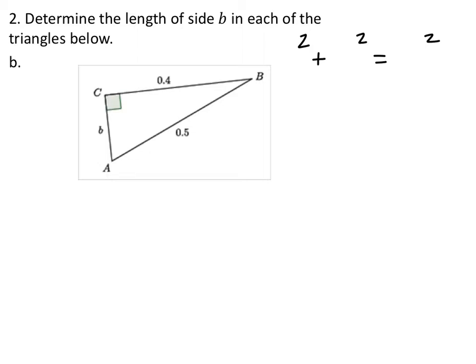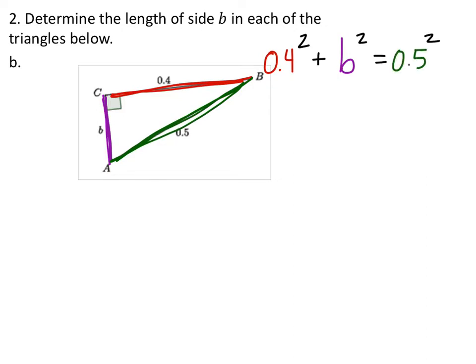So just to identify the different parts on this, I've got this leg, and I know it's a leg because it makes up that 90-degree angle. So one of the legs is 0.4. This would be our other leg, which is unknown right now, is B. And then this side, which is opposite to that right angle, is the hypotenuse at 0.5. So just evaluating 0.4 squared and 0.5 squared, I get 0.16 and 0.25. And the rest of that stays the same.